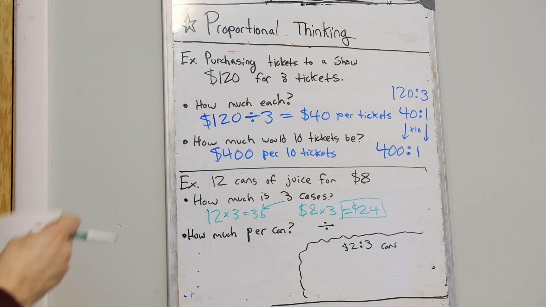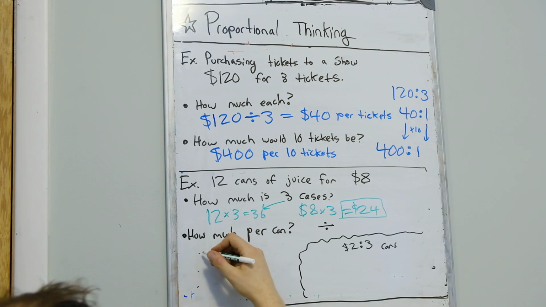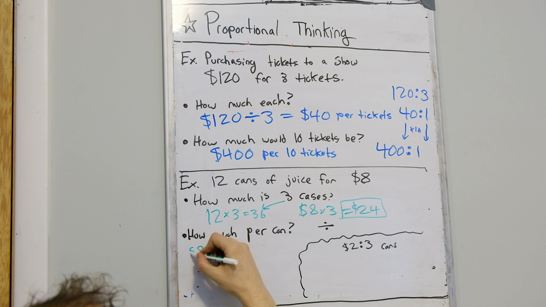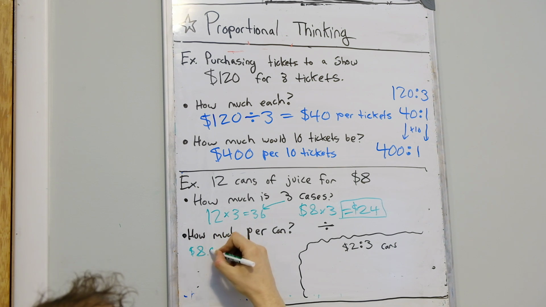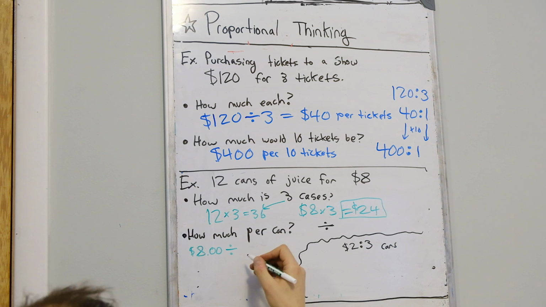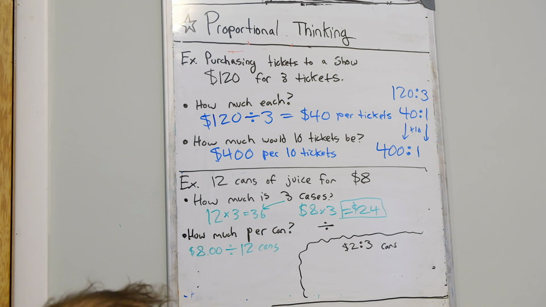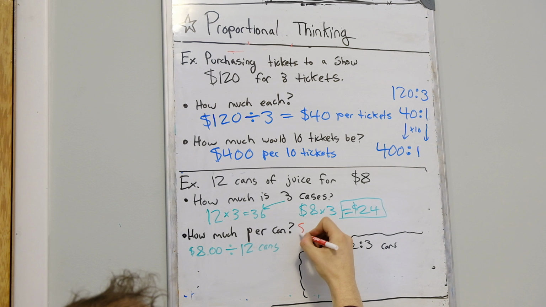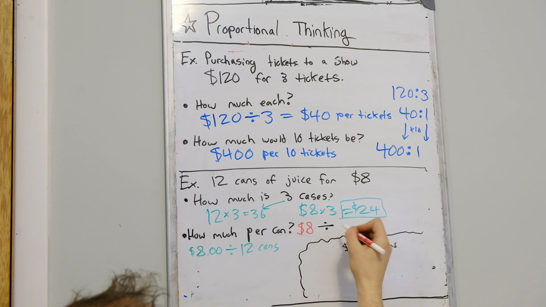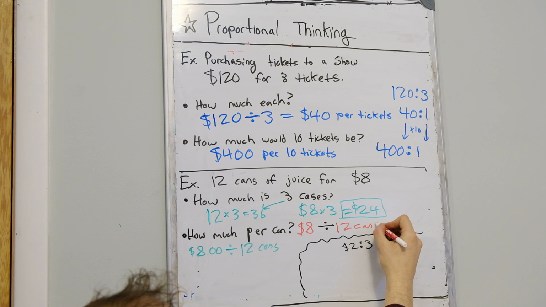So we're going to consider using a sort of ratio table here. We're going to do $8. And we can imagine going $8 divided by 12 cans. Right? That's the sort of division operation that we would use to figure out how much each can is going to cost us. We take our $8 and we divide it by our 12 cans.